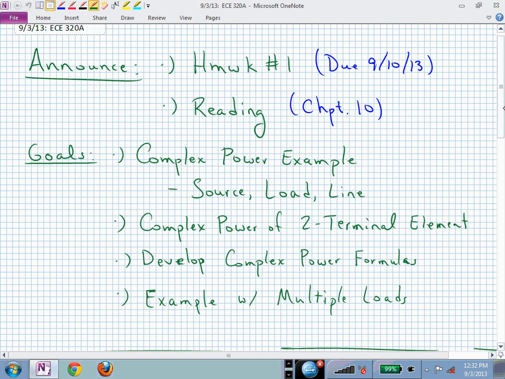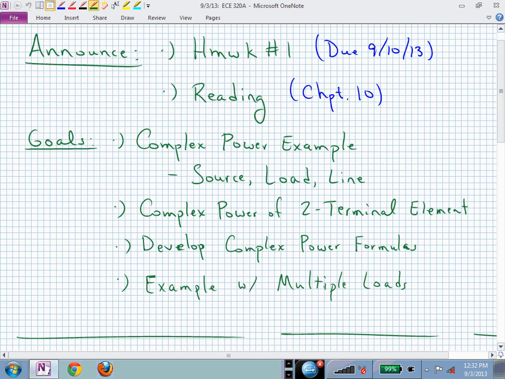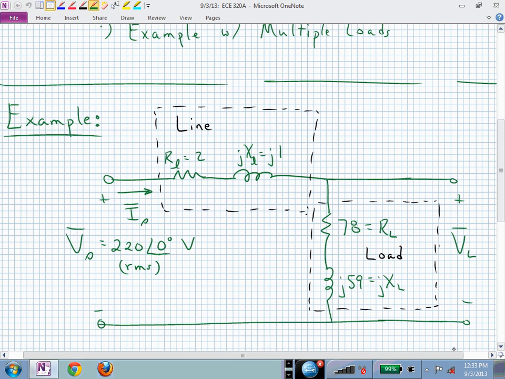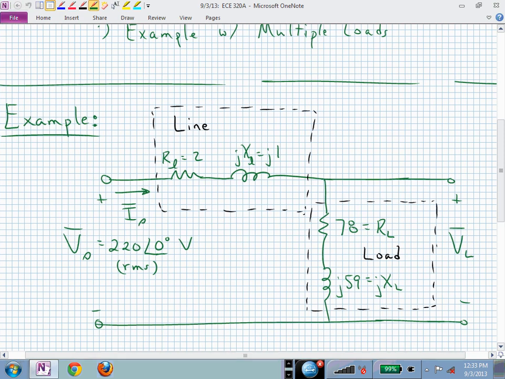Then we will look at developing some complex power formulas based on really just complex algebra, and we can create formulas that involve only currents or only voltages and the impedances. Obviously, they have to have something. The complex power is V times I star, or the conjugate of I, and you can replace V or I with its impedance relationship via the generalized Ohm's law. Then we'll get into multiple loads, which really, if you look at it, this example is a multi-load example.